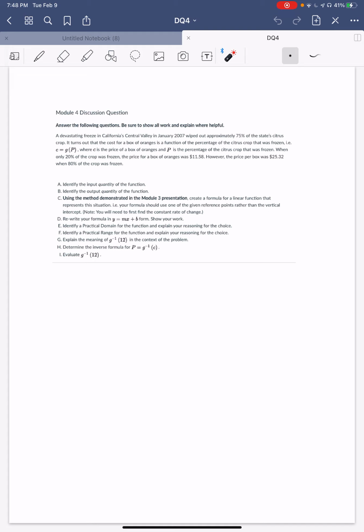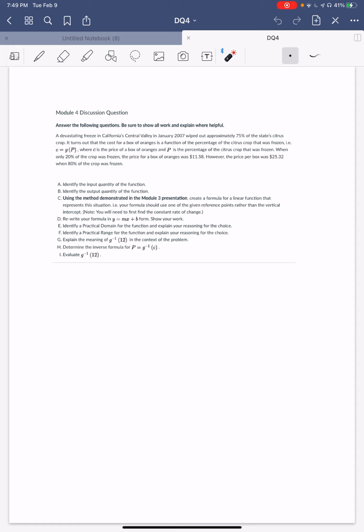So it says, a devastating freeze in California's Central Valley in January 2007 wiped out approximately 75% of the state's citrus crop. That sentence is background information that helps us get set into the scenario. Then we read on. It turns out that the cost for a box of oranges is a function of the percentage of the citrus crop that was frozen, i.e., C = G(P), where C is the price of a box of oranges and P is the percentage of the citrus crop that was frozen.